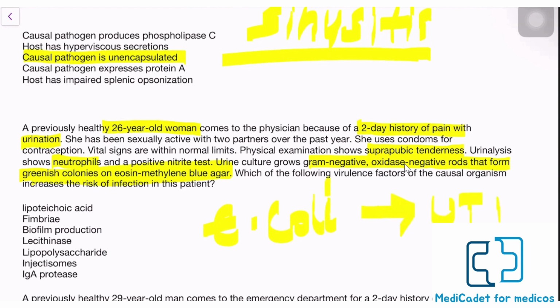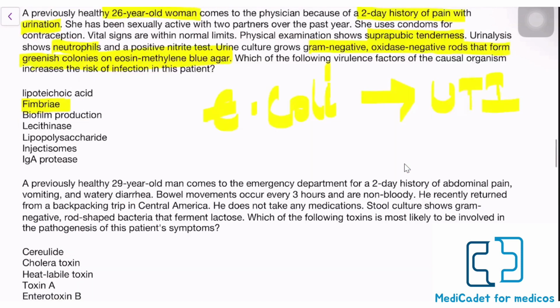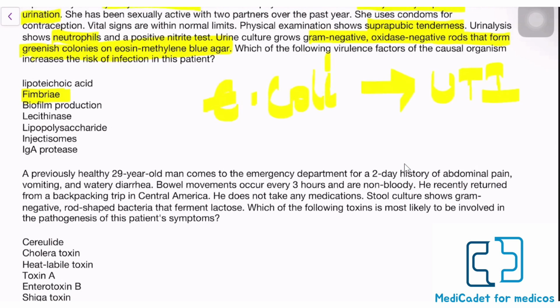Now what would be the virulence factor? That is fimbriae. Very good. So try to answer this question. Heat labile toxin. Very good. Heat labile toxin. So what's happening over here?